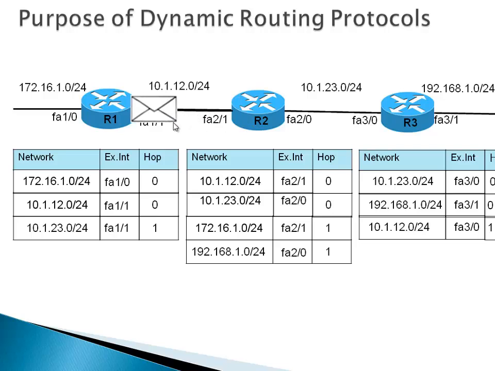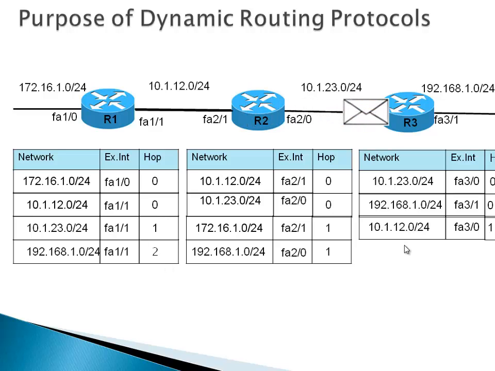Router 2 will advertise to router 1 the networks it already learned. Router 1 will ignore the networks it already has in the table, but it will add the brand new network 192.168.1.0. It learned it from this interface, FA1/1, so it's going to use that interface as the exit interface, and this network is 2 hops away.